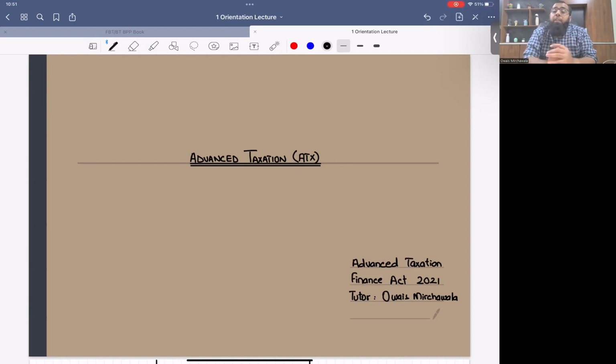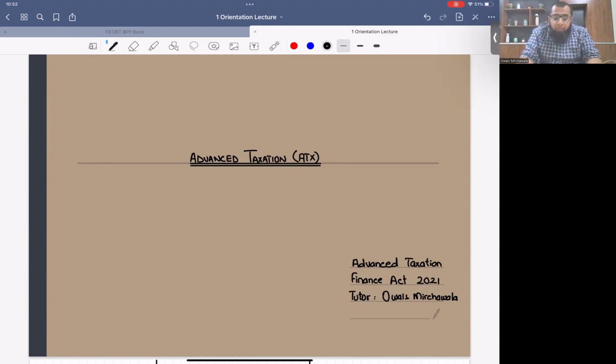The most important facility which I offer to my students is the marking facility. I mark their answers and give them feedback so that they can understand the writing approach for these professional exams.